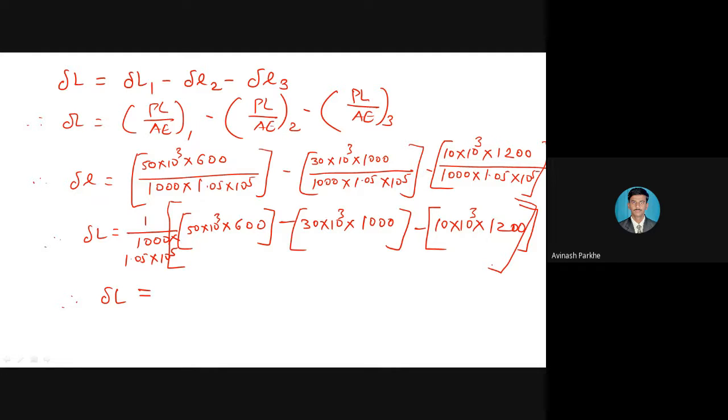Or otherwise, you can make a separate calculation at the top. For this condition, do the separate calculation. For this, do the separate calculation. For this, do the separate calculation. And then at the end, you make addition or subtraction. You will get the answer finally.